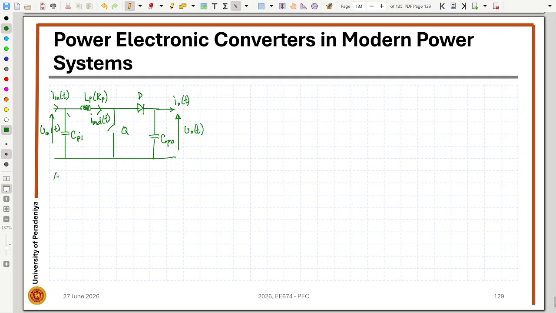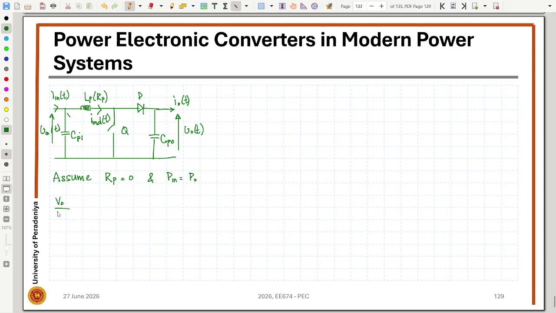So initially we will assume that the internal resistance of the inductor, Rp, is 0, and the converter is lossless. So we will assume that P in is equal to P out. So we will make those assumptions. First we need to find the capacitance and inductance. Initially we can calculate the duty ratio.